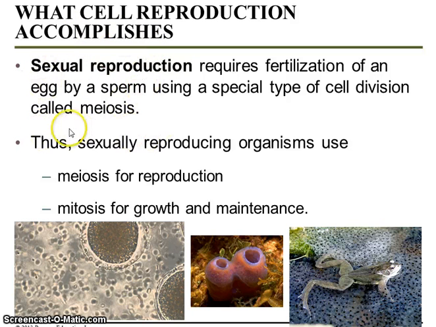So if you're a sexually reproducing organism, you use meiosis, or you'll hear it called meiosis as well, for reproduction, for making these sex cells. And then mitosis will be what you use for your normal cell growth and maintenance. So whenever you're dividing kidney cells or skin cells. Egg, sperm of human. You've got a sponge and it's doing sexual reproduction, and there's a frog fertilizing eggs.